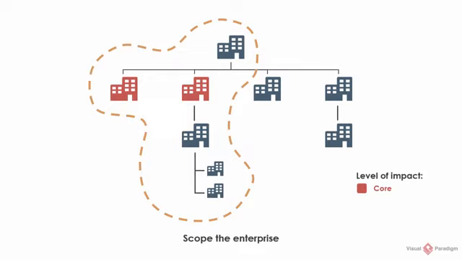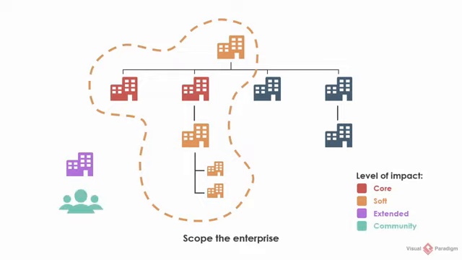Core, units who are most affected and achieve most value from the work. Soft, those who will see the change to their capability and work with core units, but are otherwise not directly affected. Extended, those units outside the scope of the enterprise who will be affected in their own enterprise architecture. Communities, those stakeholders who will be affected and who are in groups of communities. Typically, the customers of an organization fall into this level of impact.